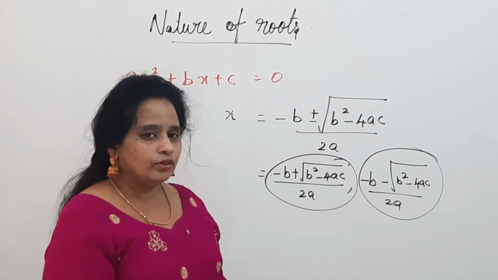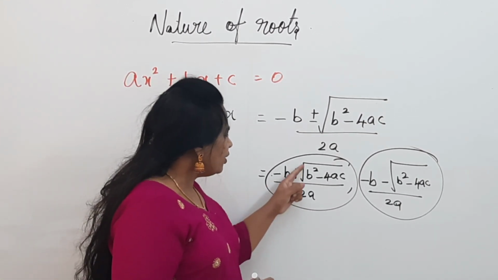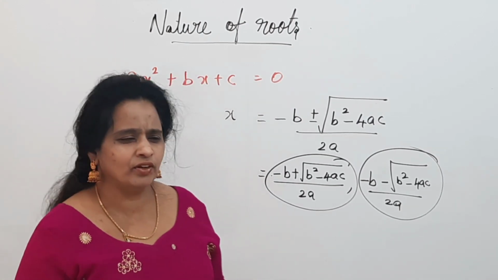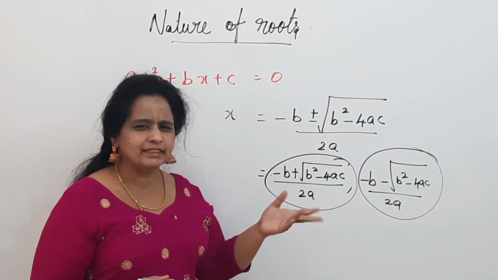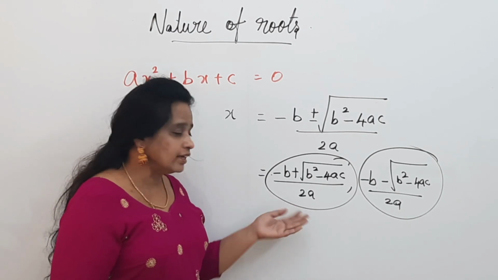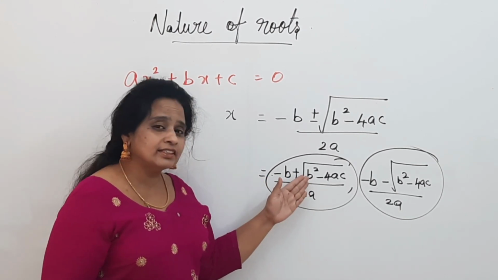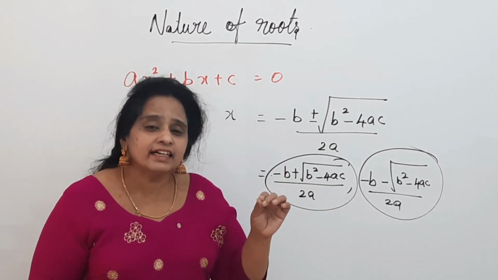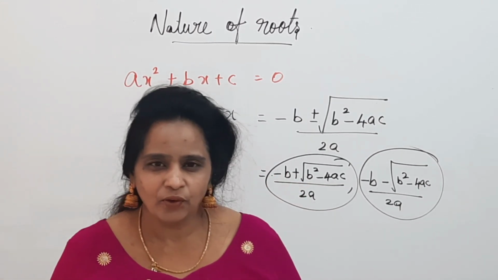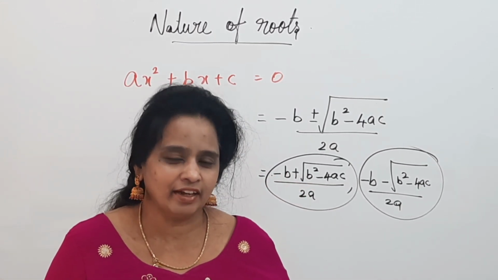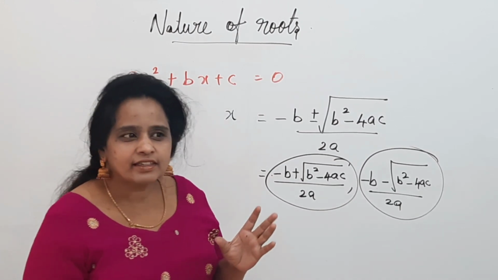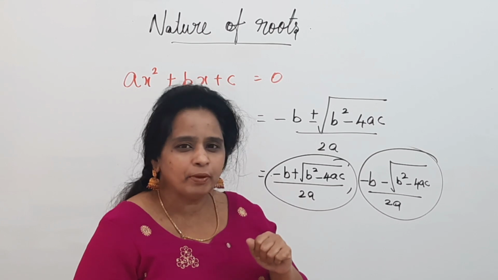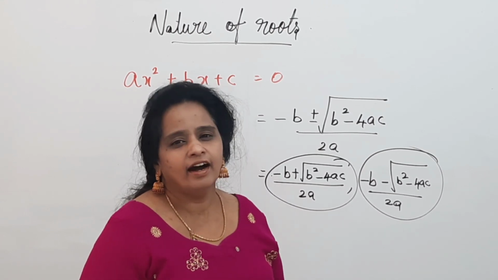Now you will understand the square root of b square minus 4ac. What is this, ma'am? The square root of b square minus 4ac seems a bit difficult, of course, I can understand, but this is the one which determines the nature of the roots. So that's why it seems a little difficult. Now you must have understood.